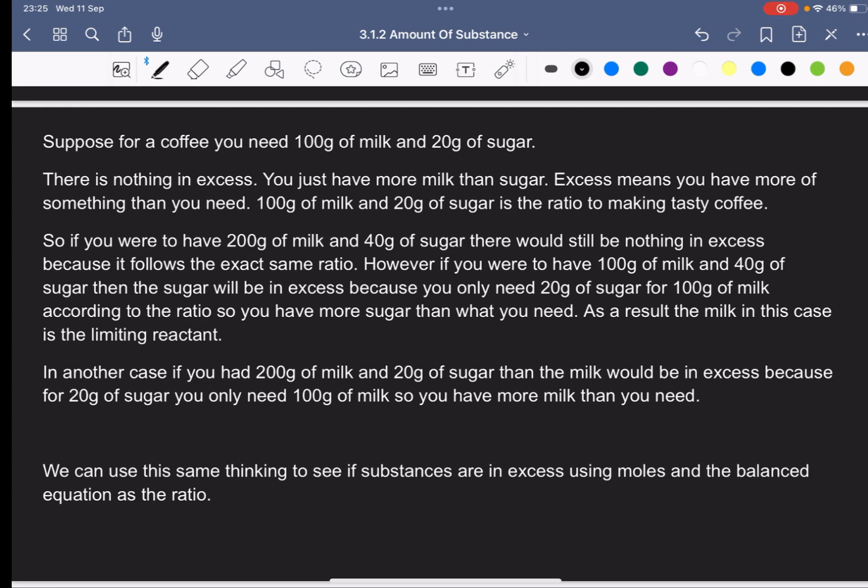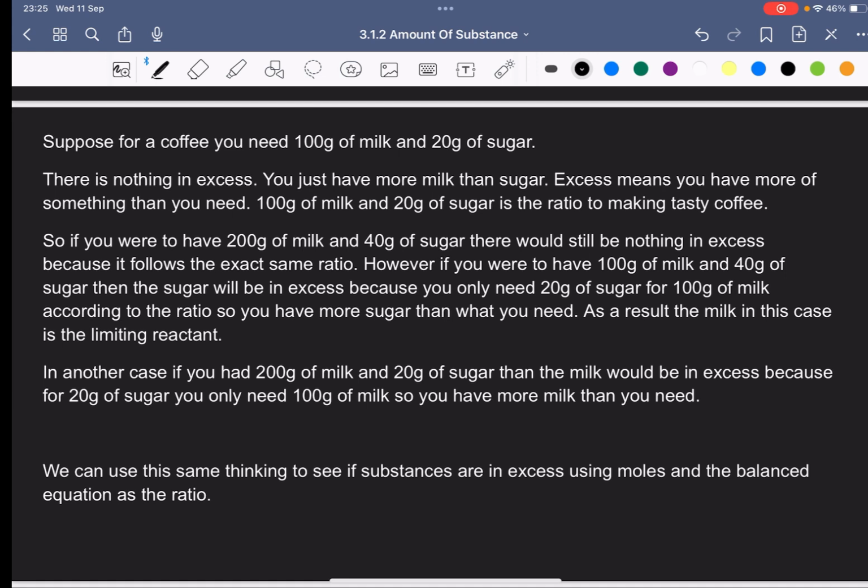However, if you were to have 100 grams of milk and 40 grams of sugar, then the sugar will be in excess because you only need 20 grams of sugar for 100 grams of milk, according to the ratio. So you have more sugar than what you need. As a result, the milk in this case is a limiting reactant. So because we have more sugar than what we need, the sugar is in excess and the milk is a limiting reactant.